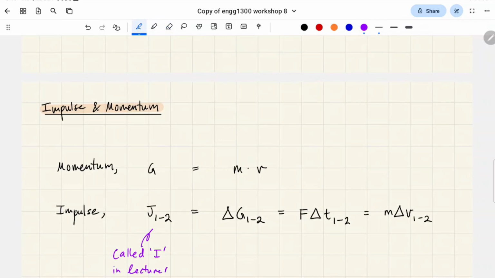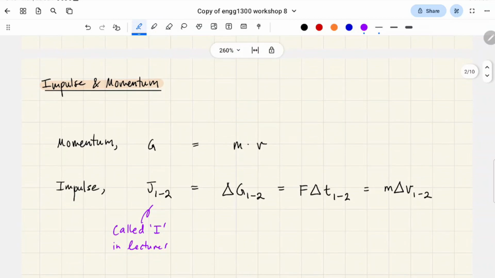But we're referring to the same thing, which is impulse, right? And basically the gist of it is that impulse is the change of momentum. And here for this formula, I've written it down as between states 1 and 2. That's like your change of momentum, right?